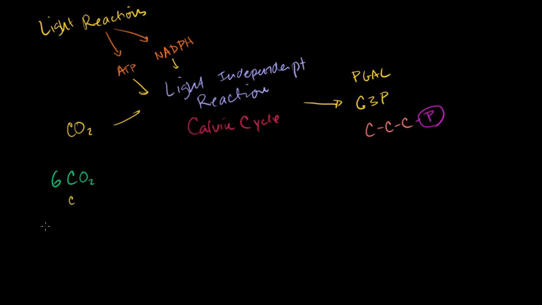I'm not showing you the oxygens on here. And what happens is the 6 CO2s essentially react with, and I'll talk a little bit about this reaction in a second, 6 molecules of this molecule, and this is going to look a little bit strange to you. You could call it RuBP.